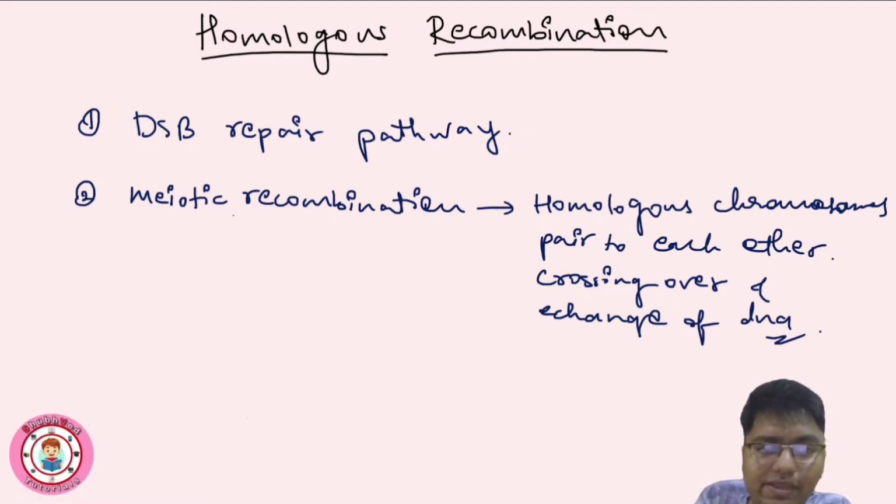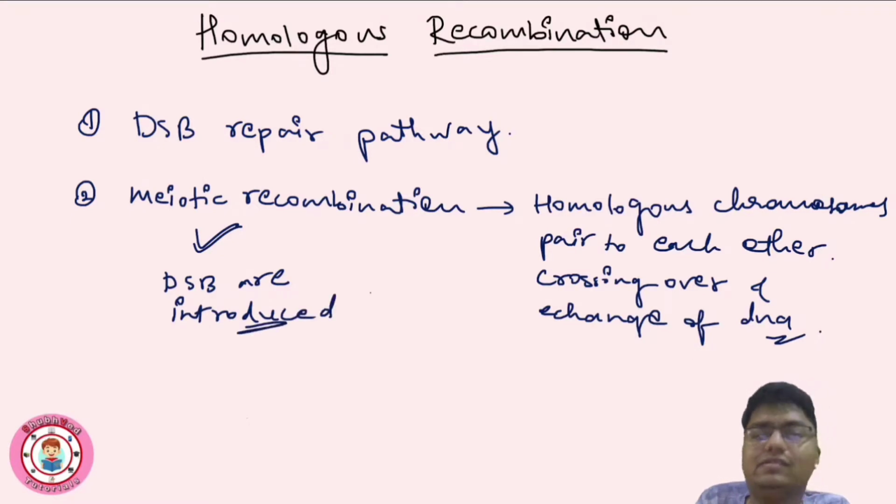In this meiotic recombination pathway, double strand breaks are introduced with the help of proteins, right? So there are proteins which produce the double strand break artificially. The double strand break is not present in the DNA, but during the recombination step, the breaks are introduced. From this, we understood that double strand breaks are also repaired by this process of homologous recombination, right?